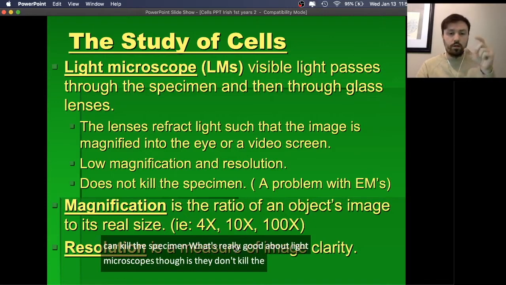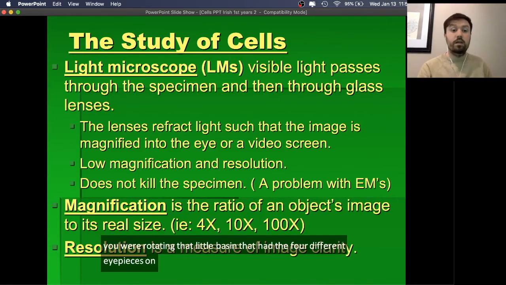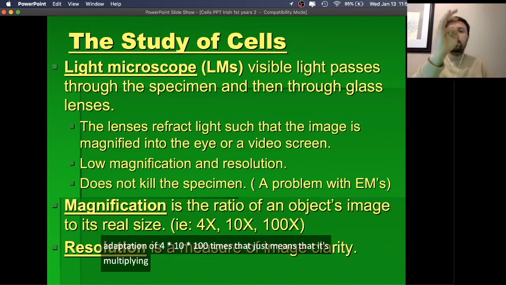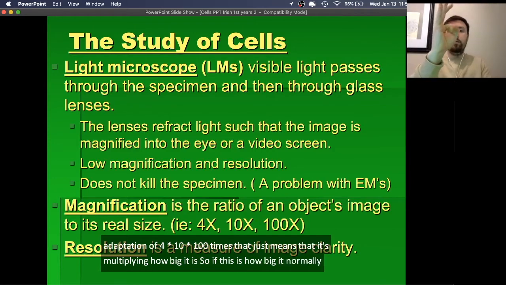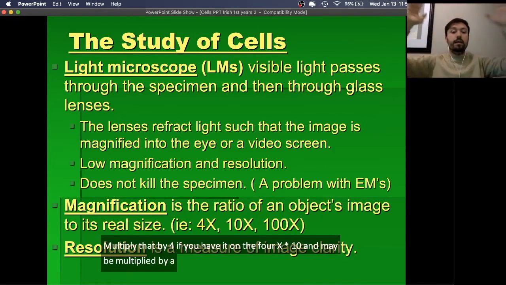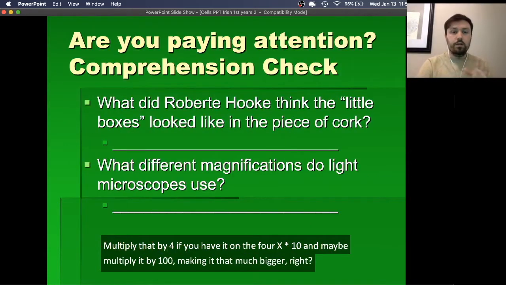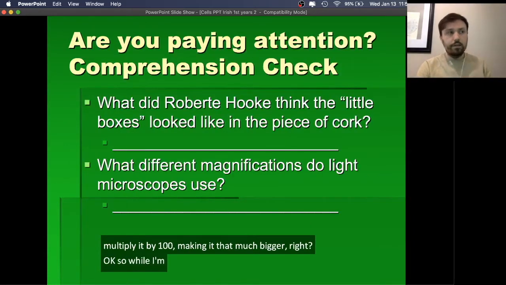And if you remember when we were talking about the light microscope, when you were rotating that little nosepiece that had the different lenses on it, those had different magnifications, right? And those had a magnification of 4 times, 10 times, 100 times. That just means that it's multiplying how big it is. So if this is how big it normally is, multiply that by 4 if you have it on the 4x, multiply it by 10, and maybe multiply it by 100, making it that much bigger, right? Okay.